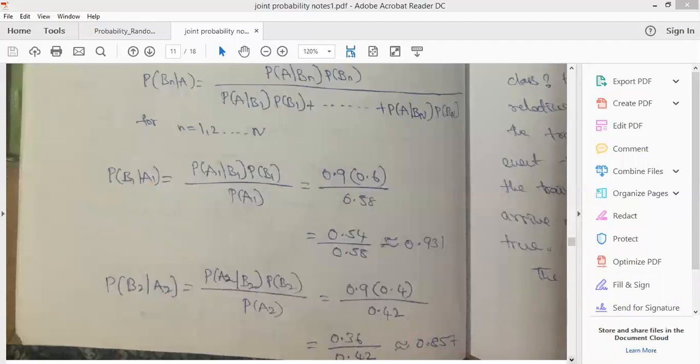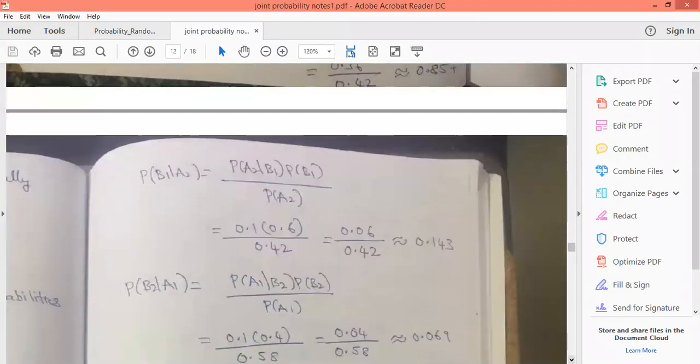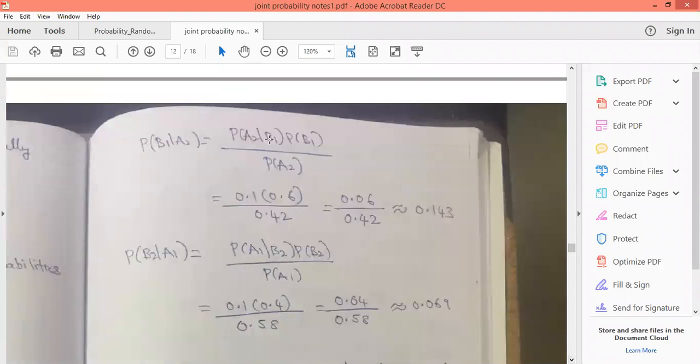Okay. Similarly, this is for correct transmission, where there is no error. So the error transmission is given by the same formula. Probability of B1 given A2 is given as probability of A2 given B1 into probability of B1, divided by probability of A2. Okay, substitute the corresponding values.